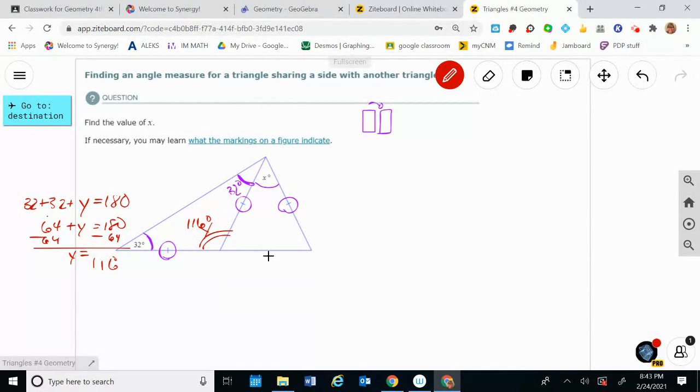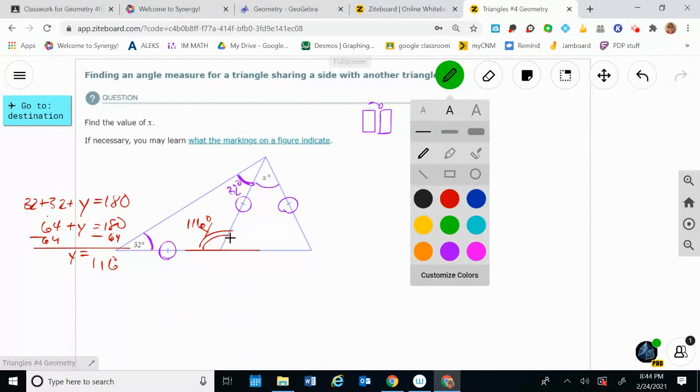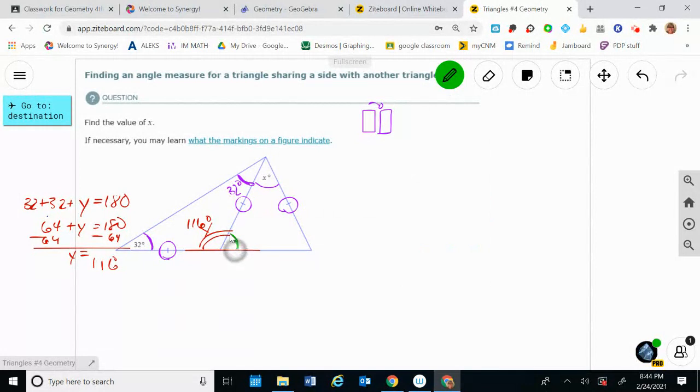Well, big deal. What can I do with that? Oh man, what do I do? But you can do something with it, because look, this is a line. What do we know about this line? We can figure out this angle because a line equals 180. So 180 minus 116, and we're going to get 64. I hope you guys realize that. So this is 64 degrees.